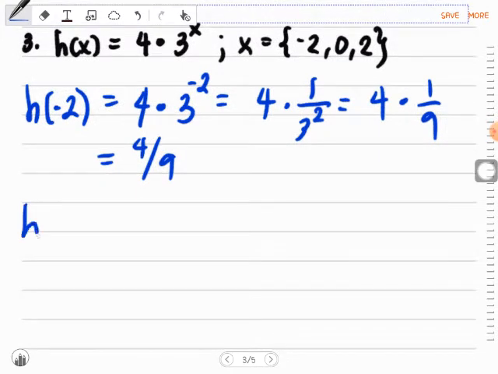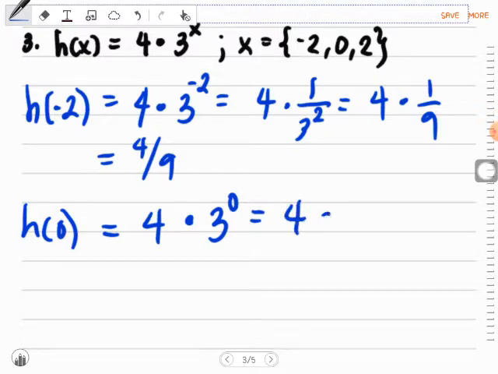For the next one, we have 0. And that is 4 times 3 raised to 0. Anything that's raised to 0 is 1. So we have 4 times 1. And the answer is 4.